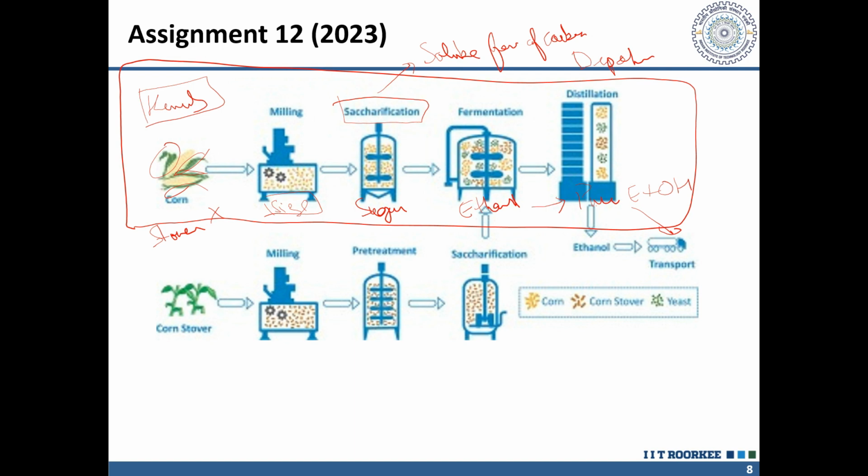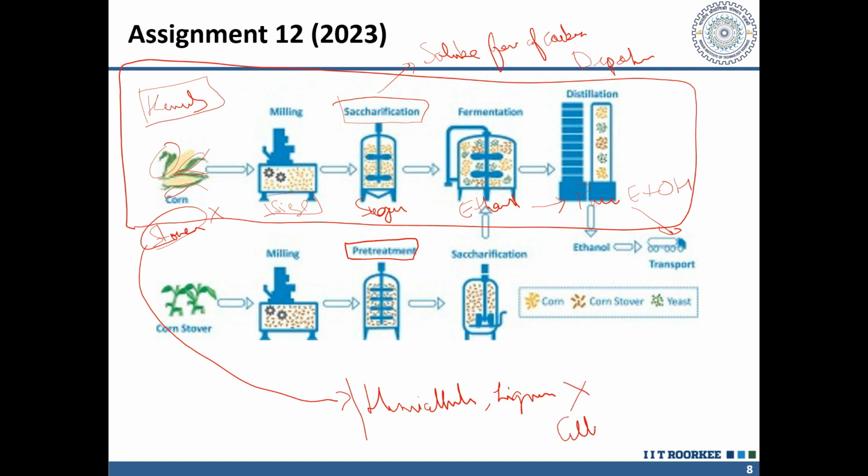To utilize the stover, we just need to add one step, and that is pre-treatment. Why so? Because stover has a very high amount of hemicellulose and lignin. To obtain ethanol from corn stover, we need to remove these and get only cellulose out of it. The stover has all three parts, and we need to remove the hemicellulose and lignin to get only cellulose. Therefore, one more process comes in between, and that is known as the pre-treatment method.